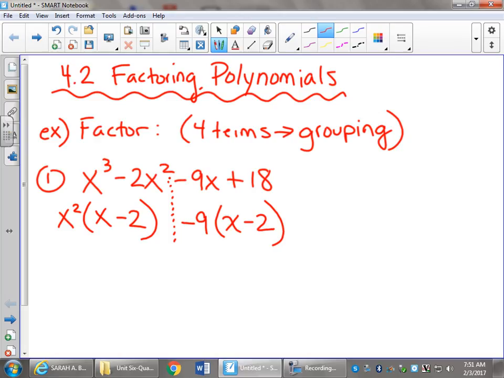The grouping method only works when both terms have a common factor. So this left term and this right term both have a common factor of x minus 2, which I will factor out, leaving behind an x squared minus 9.